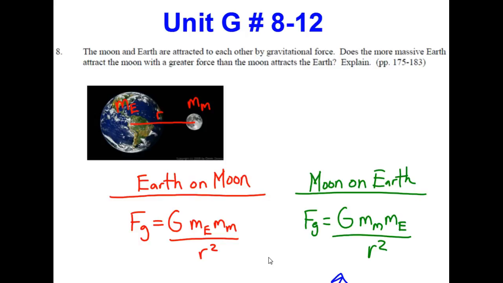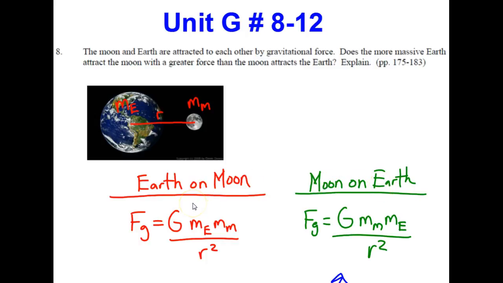Let's jump right in. Number 8, the moon and the earth are attracted to each other by gravitational force. Does the more massive earth attract the moon with a greater force than the moon attracts the earth? Explain. This explanation is discussed here by looking at Newton's universal law of gravitation and comparing the force of the earth on the moon to the force of the moon on the earth.